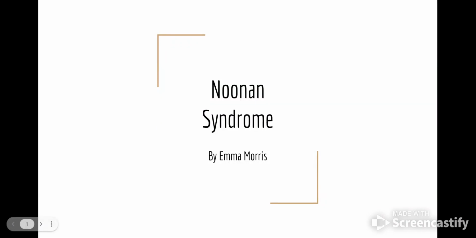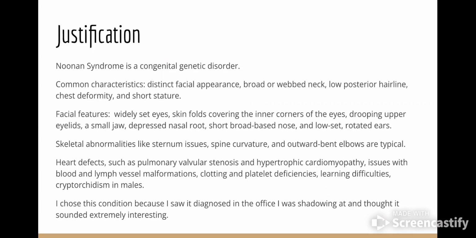Hello, my name is Emma, and I chose to do my project on Noonan syndrome. So, Noonan syndrome is a congenital genetic disorder. Its common characteristics are distinct facial appearance, broad or webbed neck, low posterior hairline, chest deformity, and short stature. And a lot of the characteristics are physical, but there are some internal as well.